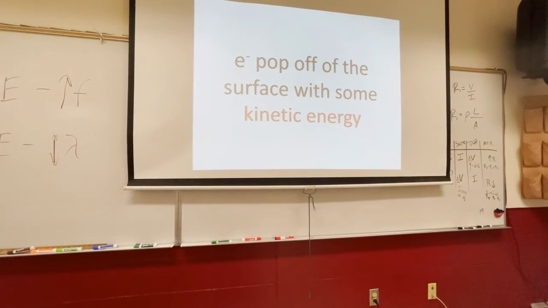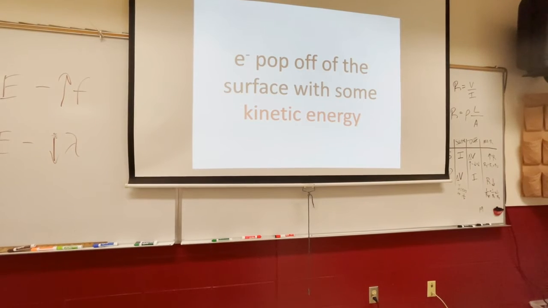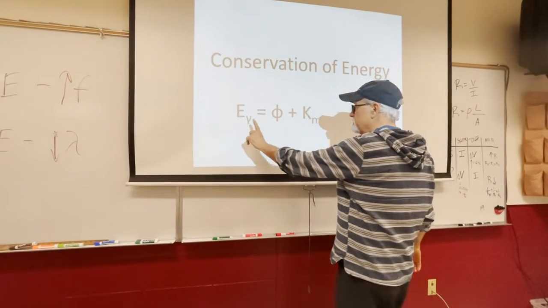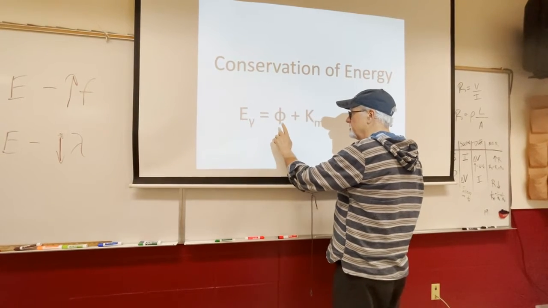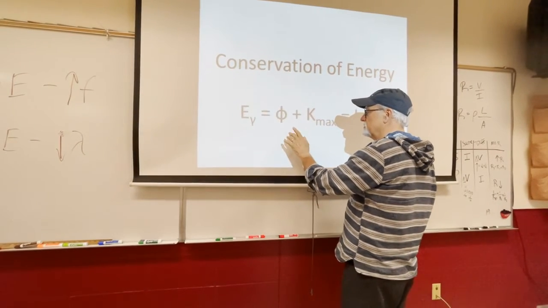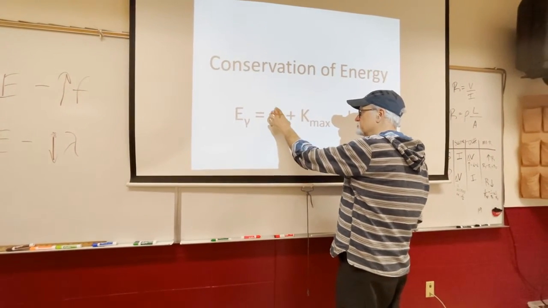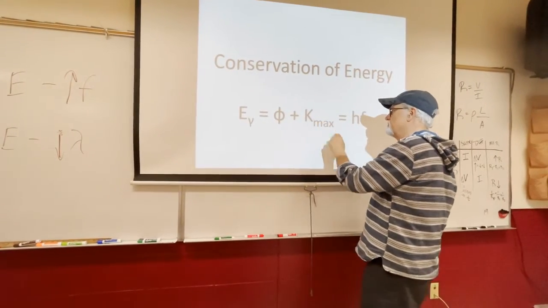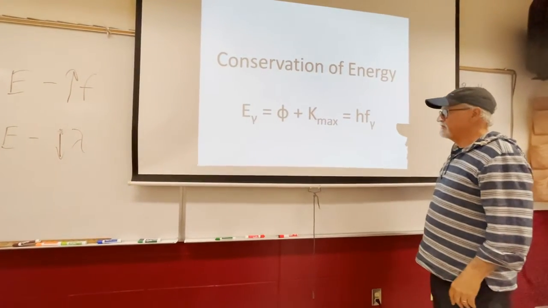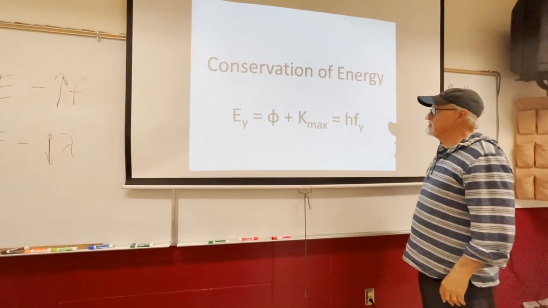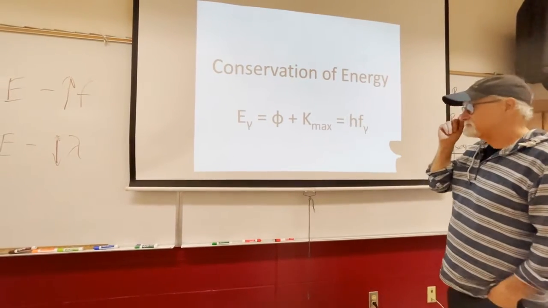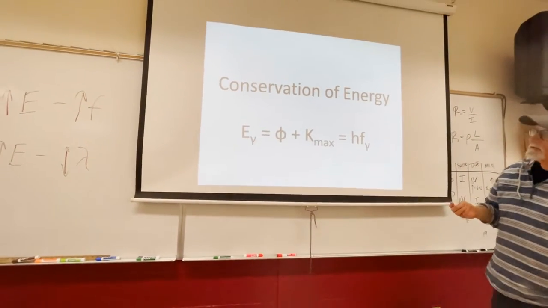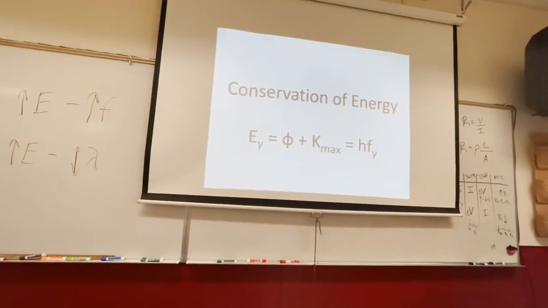There was a question about phi on the test. Here it is. The energy of the incoming photon is equal to the work function, how much work you've got to do, and then whatever energy is left over, that's the maximum energy of the electron that comes off. Which is also equal to Planck's constant times the frequency of the photon. So that's basically the photoelectric effect.